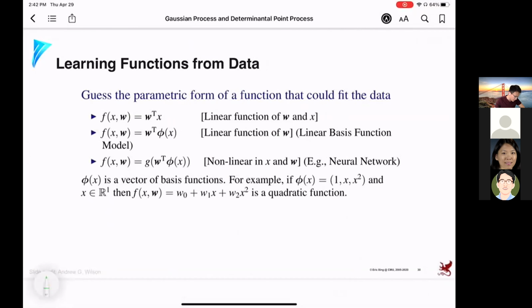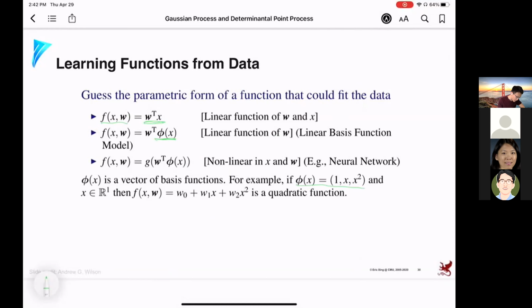The simplest way might be just doing a linear function, right? Whatever I observe, it's just a linear function of my x. And then I use this f(x, w) as my prediction. If I want it to be more expressive, I can do basis expansion. So here, for example, I use phi(x), which could be 1, x, and x squared. That gives me more expressiveness, so I can model complicated data distributions.